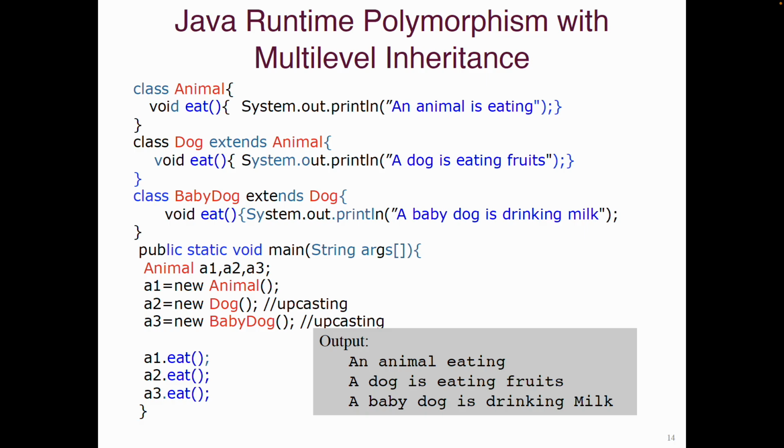So what is happening is, from the baby dog's perspective, it inherits all the functions from animal. But when it comes to dog, dog already overrides it. So for the baby dog, the eat function will run a dog is eating fruits. So from an inheritance perspective, the closest one to this inheritance level will be executed.